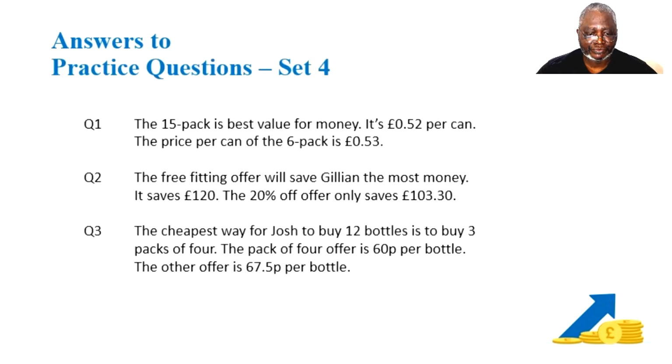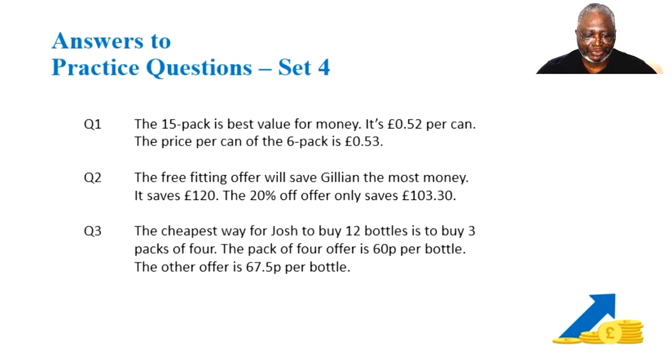And the answers are as follows. Question 1 answer: the 15-pack is best value for money. It's only 52p per can. The price per can for the 6-pack is 53p. Question 2 answer: the free fitting offer will save Gillian the most money. It saves £120. The 20% off offer only saves £103.30.